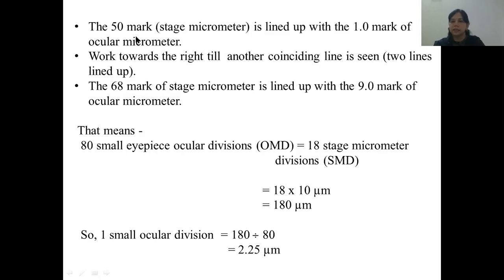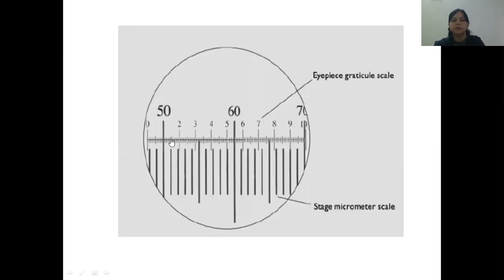The 50 mark, the same thing, explanation. The mark 50 of the stage is lined up with 1 on the ocular. Work towards the right till another coinciding line is seen. The 68 mark of the stage is lined up with the 9 mark. If you want to go back, you can again see 50 coinciding with 1, 68 coinciding with 9.